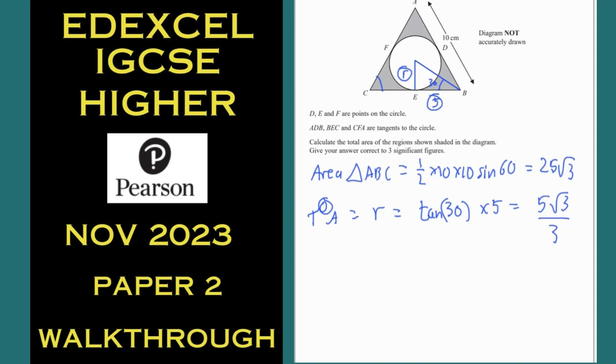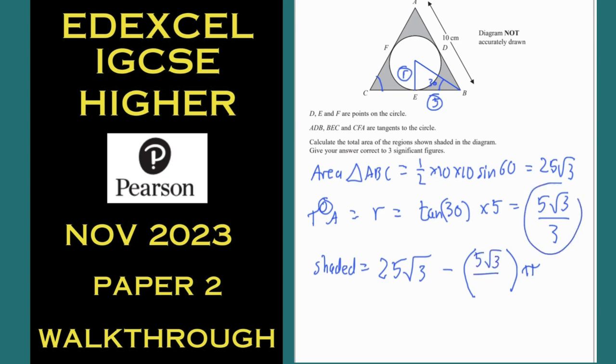All the hard work's done, because now to find the area of the shaded, it's the area of the whole lot minus the circle in the middle. Well, the circle in the middle is going to be pi multiplied by the radius squared. So your job is stick that in your calc.